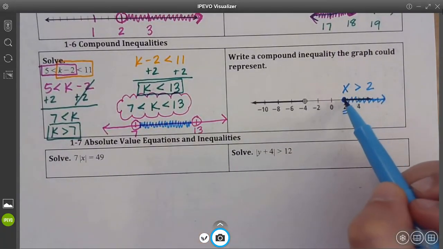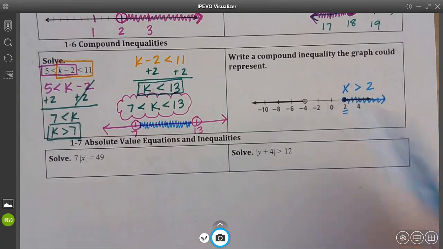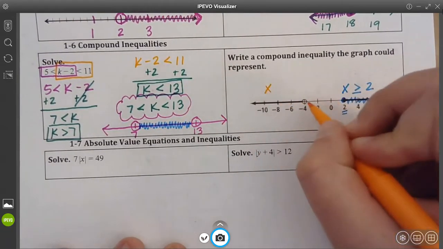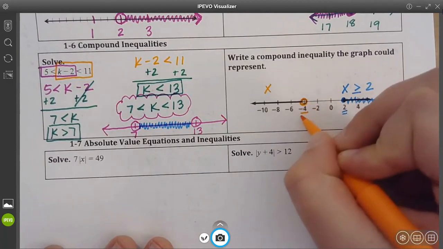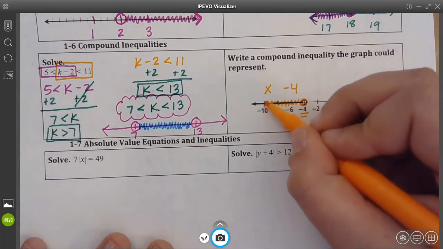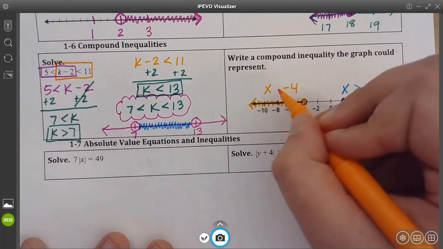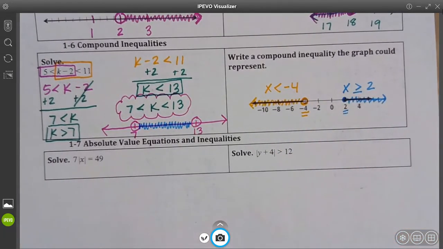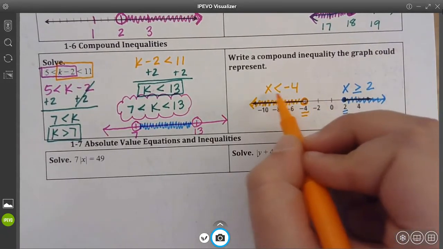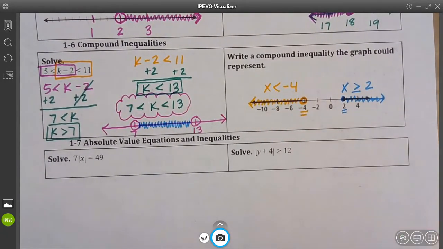But then I also have to look at the nature of this circle. Was it an open or a closed circle? This one was closed, so I put a greater than or equal to sign. And then we do the same thing with the left-hand side. I'm going to start with my variable x again. I'm going to find my circle, and that's my number that I'm going to use. Here I'm shading to the left-hand side where my numbers are getting smaller. So I know x has got to be less than -4. And it's an open circle, so I don't write that line underneath. I'm just going to keep it my less than sign.